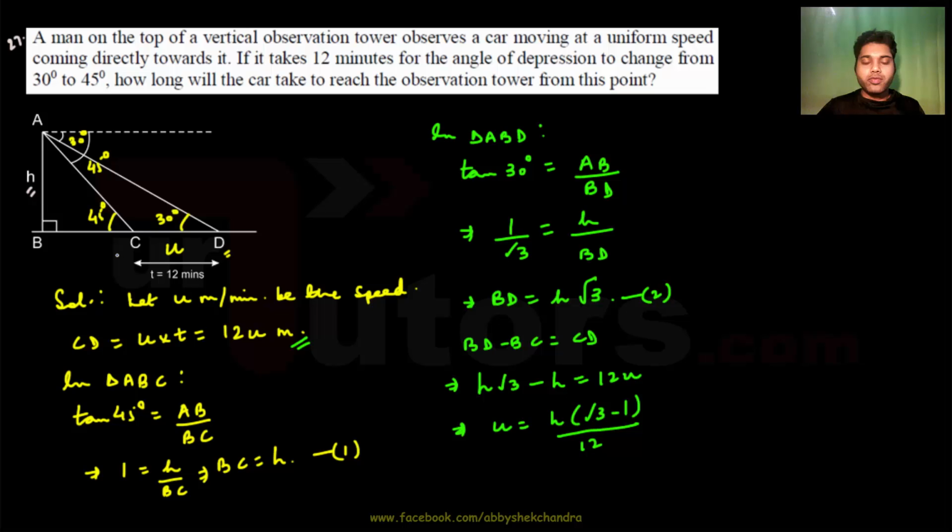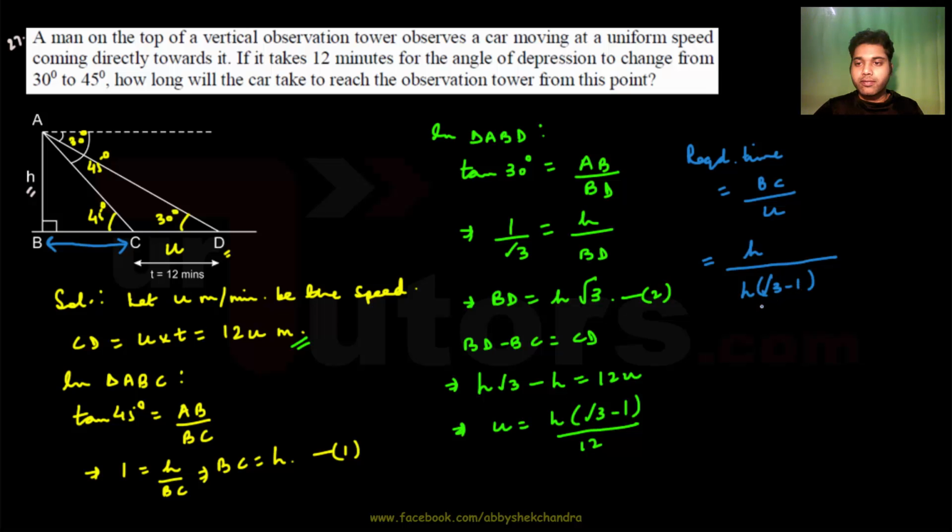Now what do we need to find? We need to find the time the car would take to reach B from C. What is BC? BC is the distance that it needs to travel. So required time will be distance by speed. What is the distance? Distance is BC and speed is U. What is BC? BC is H. What is U? H into root 3 minus 1 by 12. So H cancels, 12 goes up, 12 by root 3 minus 1.